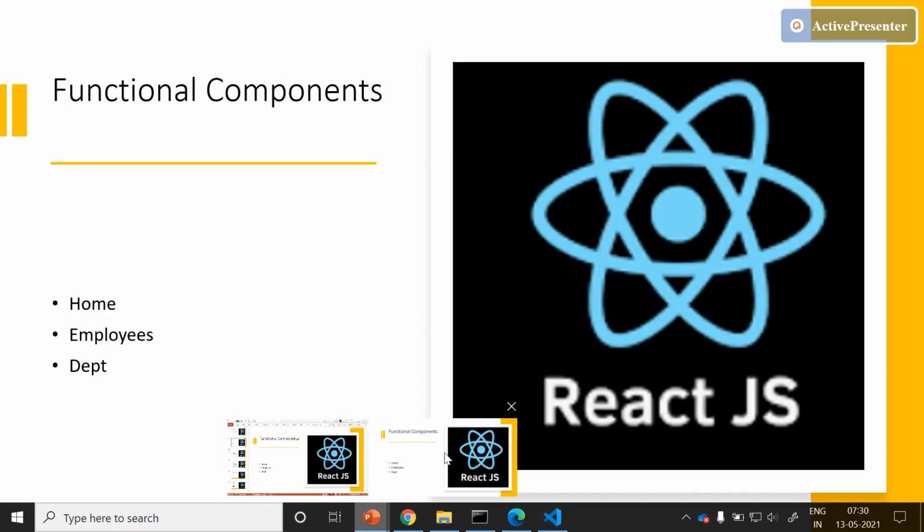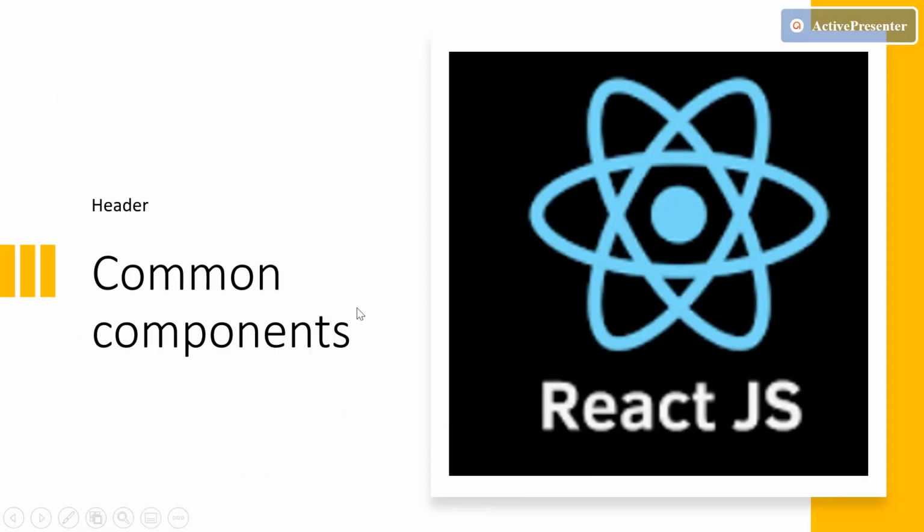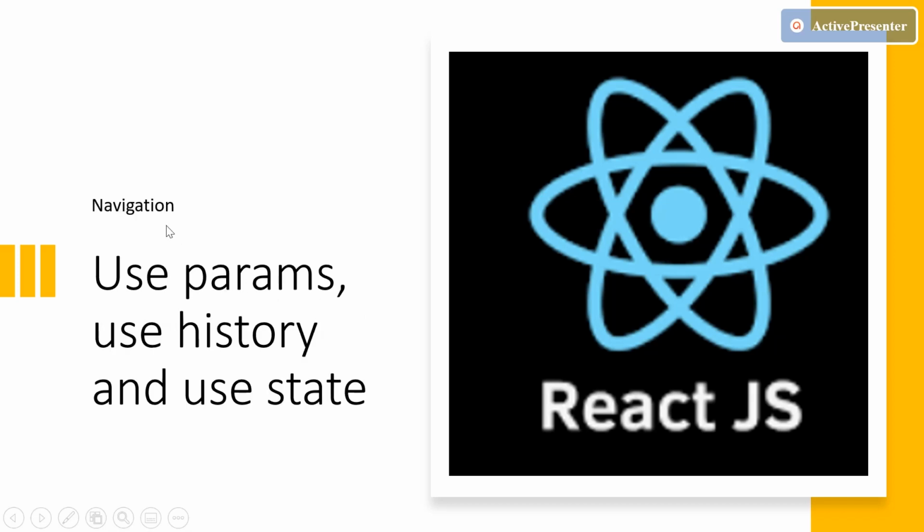In the next session, we will see how to read the params information, and we will try to use the advantage of useHistory from the React router. The same way, we will try to add some data into our employees and department with the help of useState.